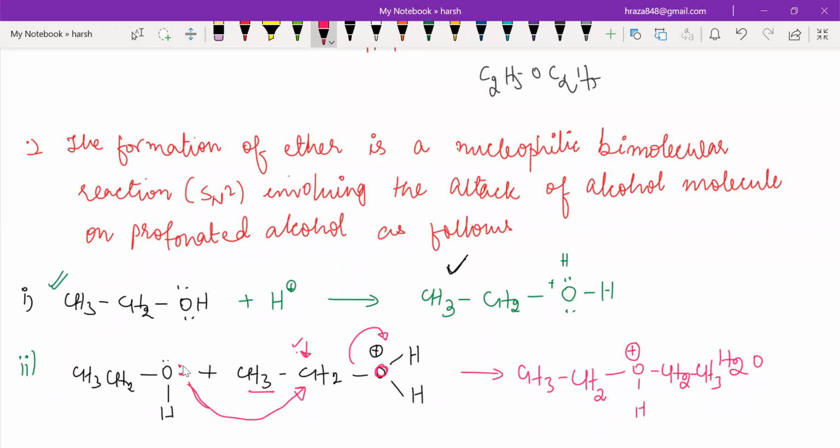Are you getting my point? This oxygen gives one electron to this carbon, so this oxygen will have positive charge, and this carbon will have negative charge. But at the same time, this oxygen withdraws electron from this carbon, so there will be positive charge also. So positive and negative will be cancelled. Are you getting my point?